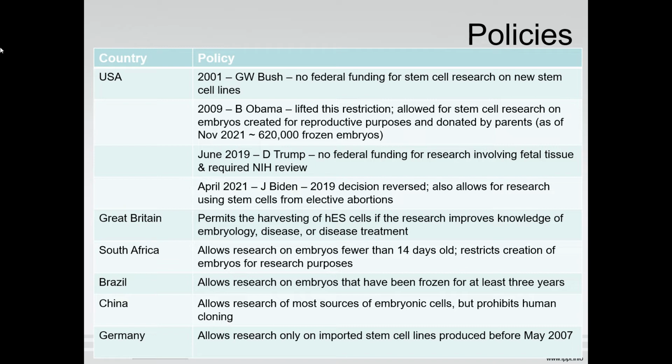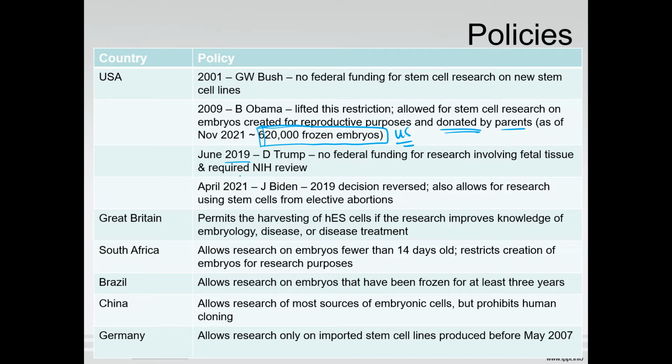Any embryos that were created for reproductive purposes, like in vitro fertilization, any embryos that were left over and donated by parents, those could be used for stem cell research. And you might be thinking, well, why would parents donate their embryos? Well, as of November 2021, which is the most recent data I could find, here in the United States alone, we have 620,000 embryos frozen, waiting, just waiting. 620,000 frozen embryos. So parents could choose, they don't have to, but they could choose to donate those embryos for research. That changed in 2019.